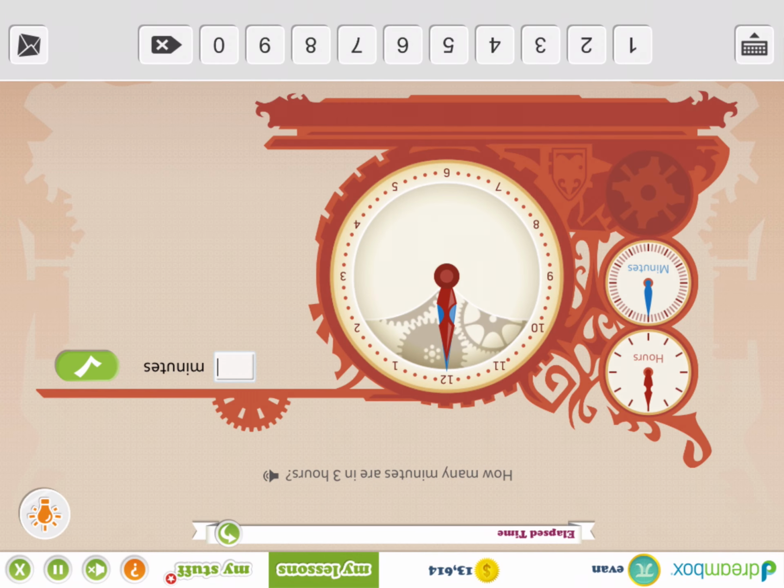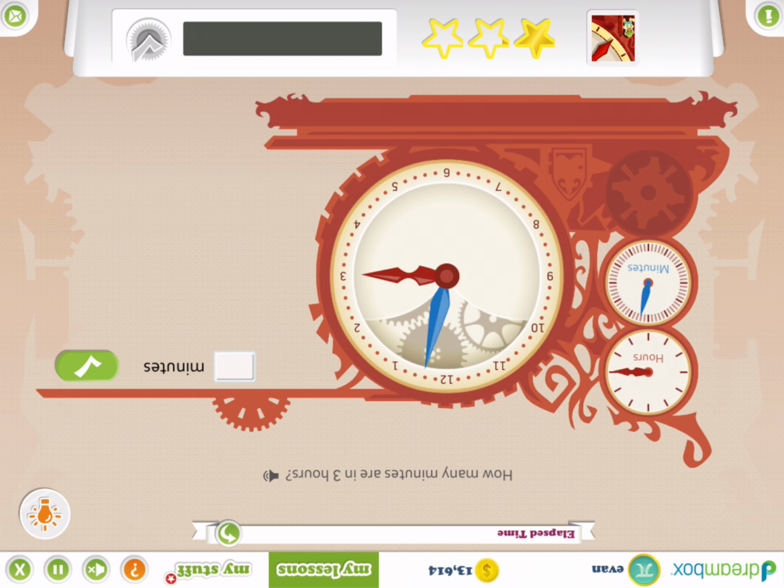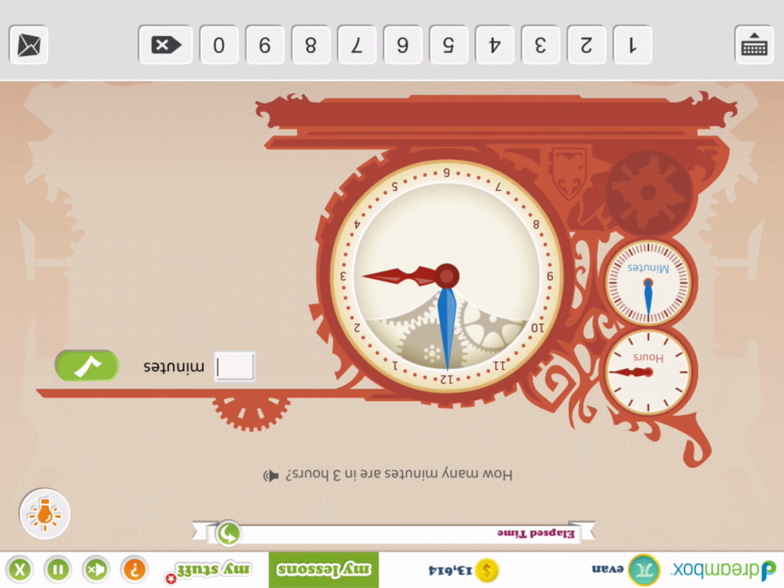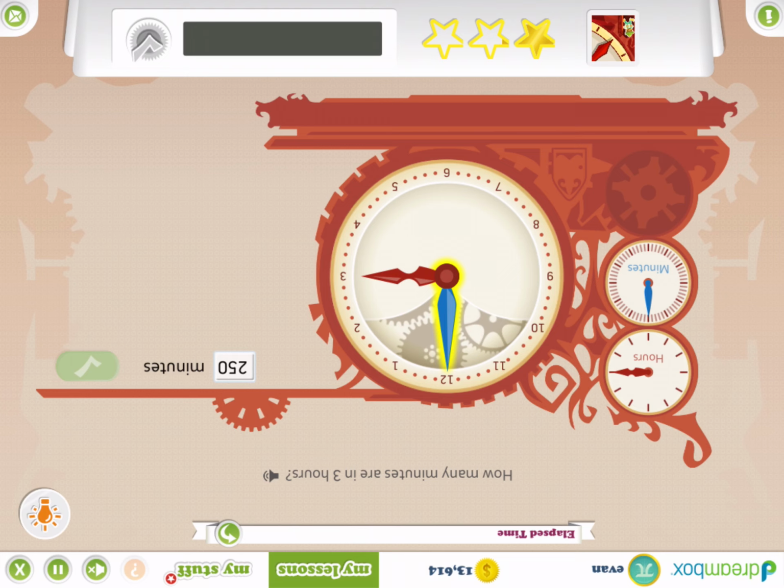How many minutes are in 3 hours? Try moving the minute hand all the way around the clock, and consider carefully how it affects the hour hand. Remember that 1 hour contains 60 minutes.